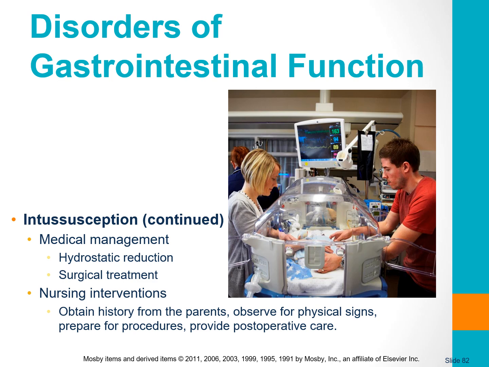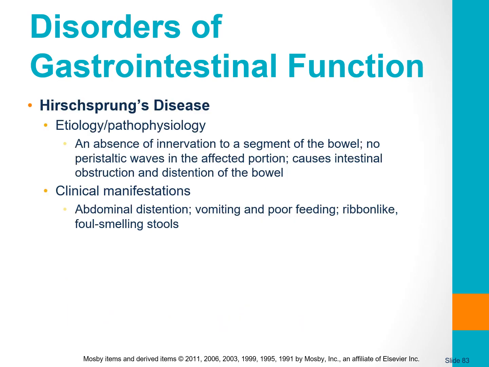All right, Hirschsprung's disease, also known as megacolon. This is an absence of innervation to a segment of the bowel where there's no peristaltic waves in the affected portion. This causes an intestinal obstruction and distension of the bowel. I'll show you in a slide coming up here. It manifests itself in abdominal distension, vomiting and poor feeding, and ribbon-like and foul-smelling stools, essentially because the bowels are not evacuating appropriately.